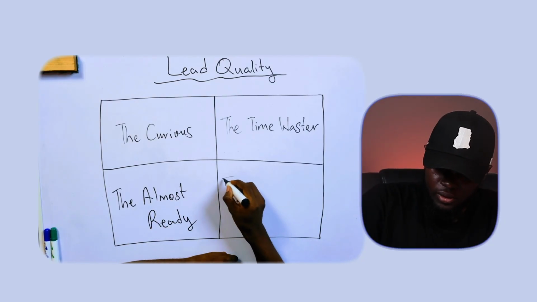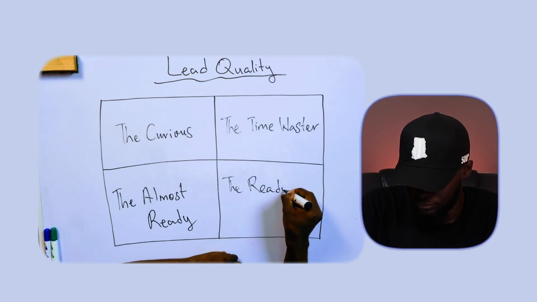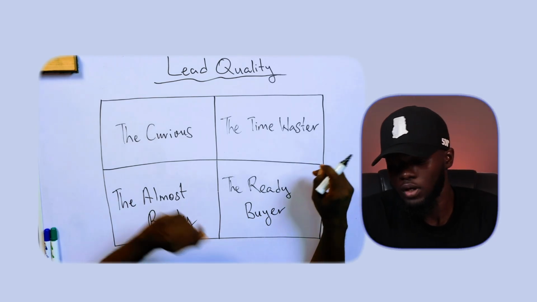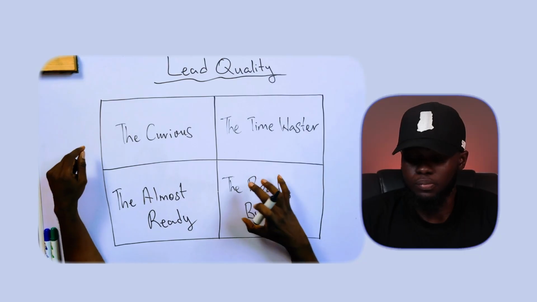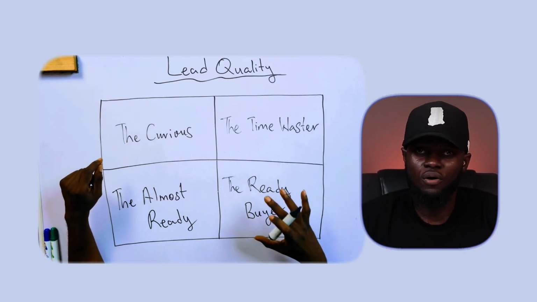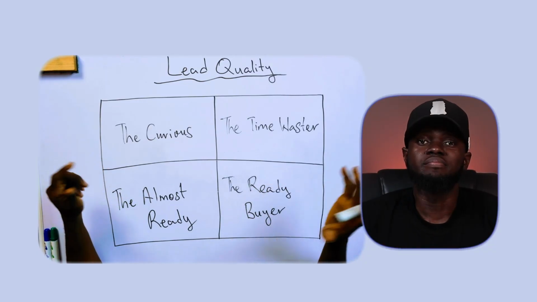Now, the fourth group or the fourth lead type that we're going to look at is the ready buyer. And so this is the group that everybody is working towards. If you can have more of your leads who are ready to buy, this is usually the best scenario that you can find.